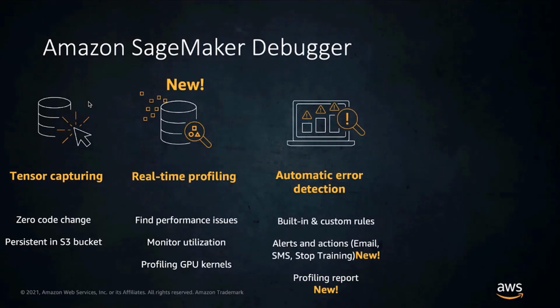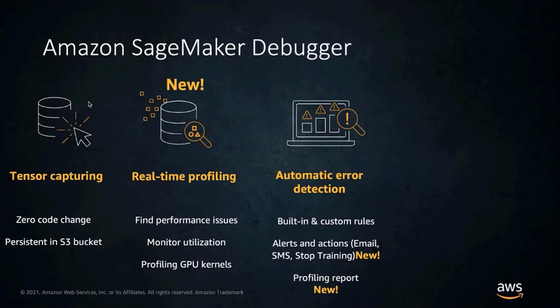Debugger provides automatic error detection. It provides built-in rules, and you can also write your own custom rules that fetch the data and check for issues such as model quality issues. For instance, if your model is overfitting, underfitting, or suffering from vanishing gradients. And we also provide a whole new set of rules, profiler rules, that can now identify performance-related issues. For instance, if your training is underutilizing the resources.